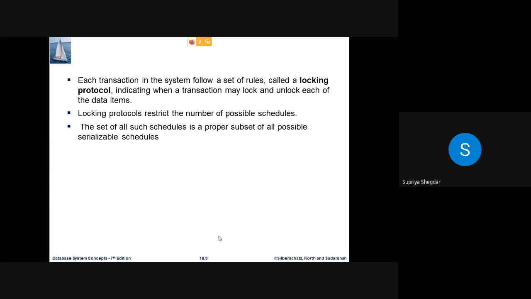We have seen the definition of the deadlock. Now, each transaction in the system follows a set of rules. If the transaction wants to execute its operations, then it has to follow some rules, and these rules are called the locking protocol. The locking protocol is the set of rules that every transaction must follow. These locking protocols indicate when a transaction may lock and unlock each data item, that is, when it acquires the lock and when it releases the data item.